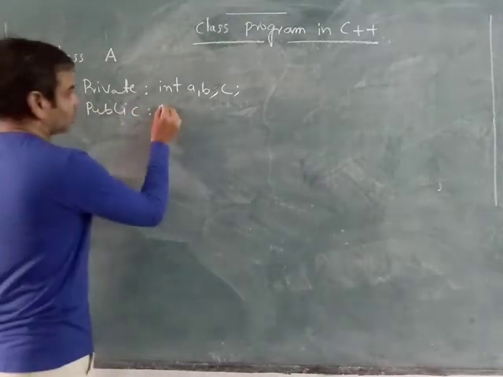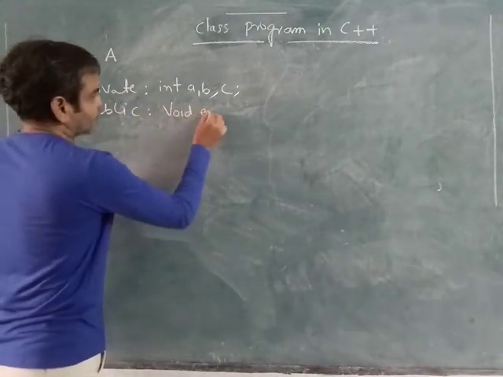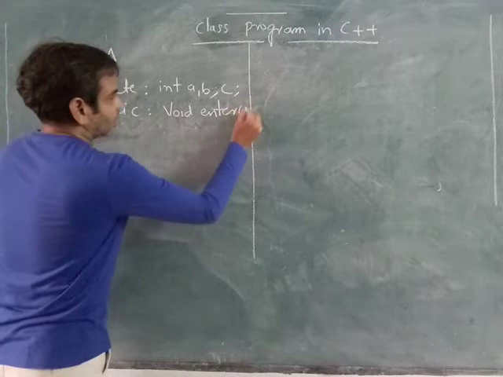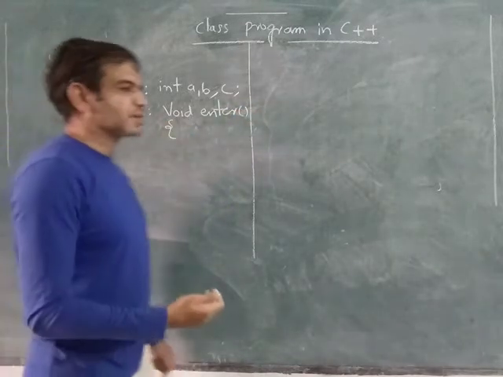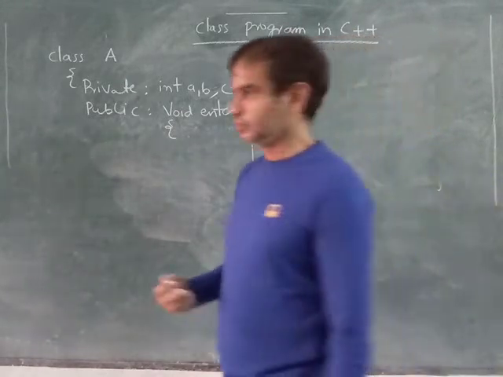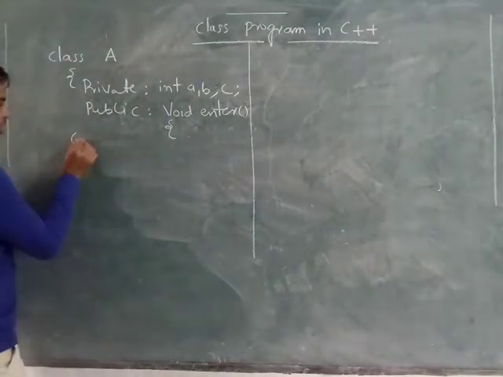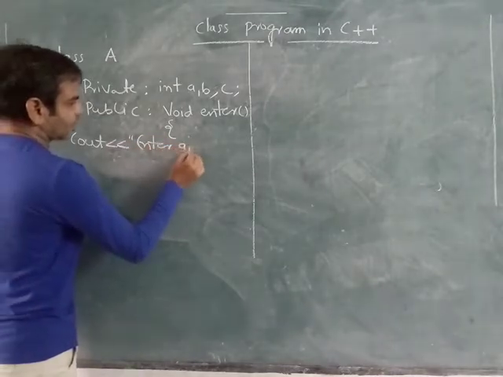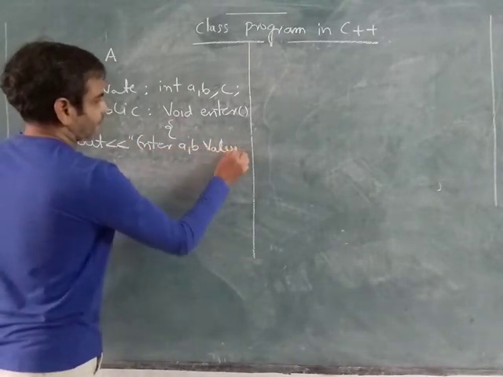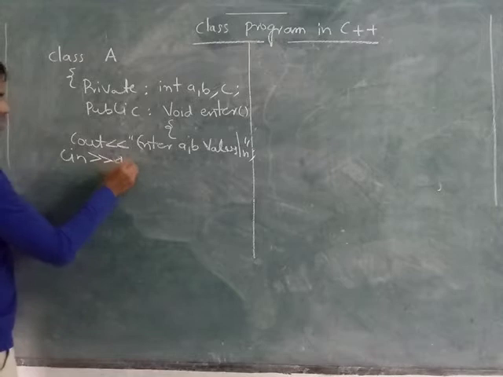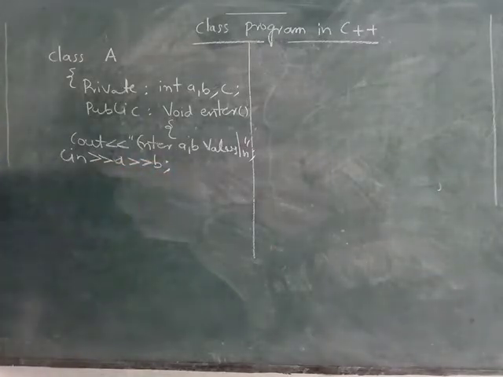In public, I am declaring void enter. So the enter function. In C++, a user defined function is called a member function. In enter, I am accepting a comma b values. cout: Enter a comma b values. Then cin a b. Okay. So void enter is over.